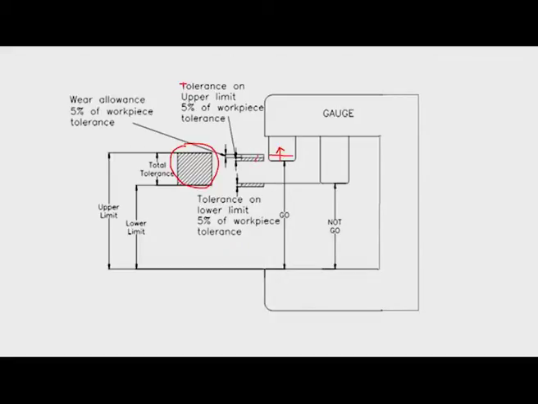Similarly, for the no-go gauge, you can see 5% of the work tolerance is taken and it is given outside the work tolerance.